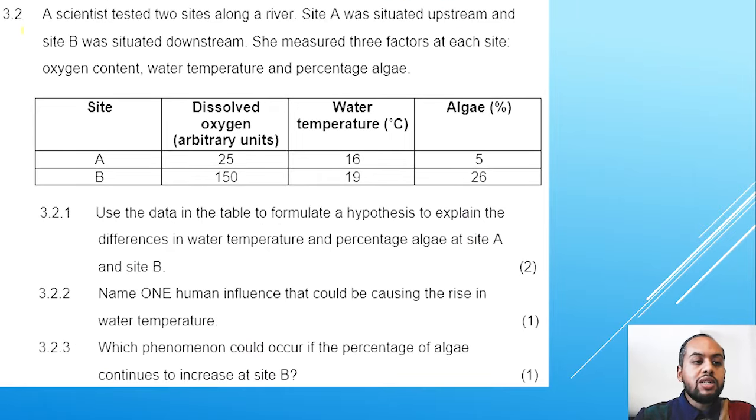The next question, 3.2, states a scientist tested 2 sites along a river. Site A was situated upstream and site B was situated downstream. So we have a river, but site A was upstream and site B was downstream. She measured 3 factors at each site: oxygen content, water temperature, and percentage algae. So 3 factors: oxygen content, water temperature, and percentage algae.